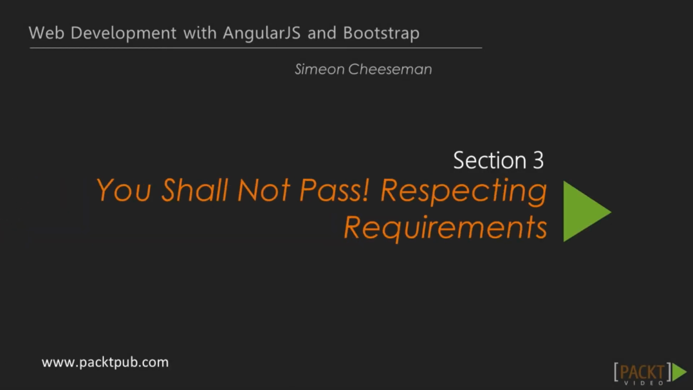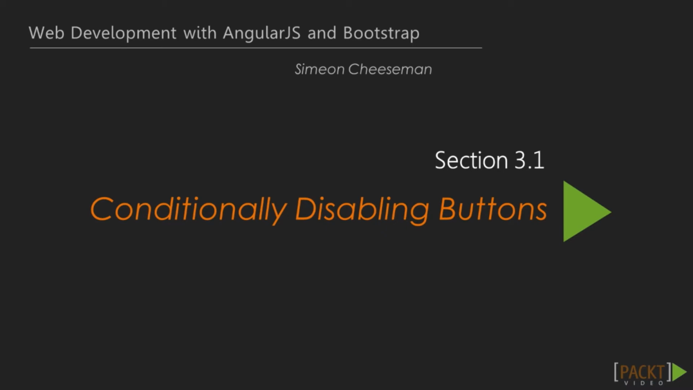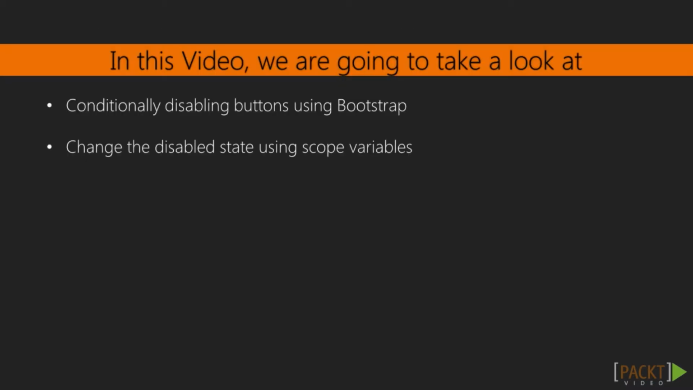Welcome back to Web Development with AngularJS and Bootstrap. In the last section, we looked at getting and storing input from users. In this section, we'll have a look at form validation with respect to submitting forms. In this video, we'll start by looking at conditionally disabling submit forms. First, let's look at what options Bootstrap has for displaying and disabling buttons.